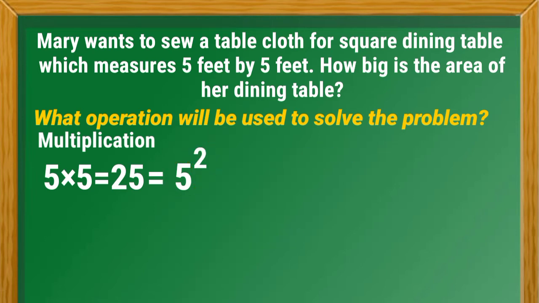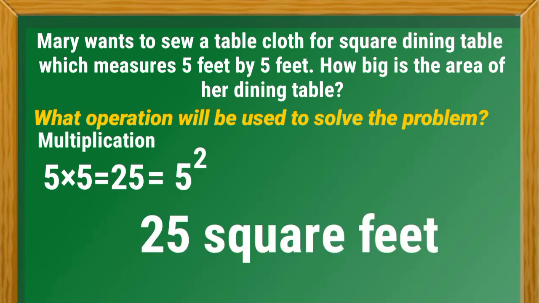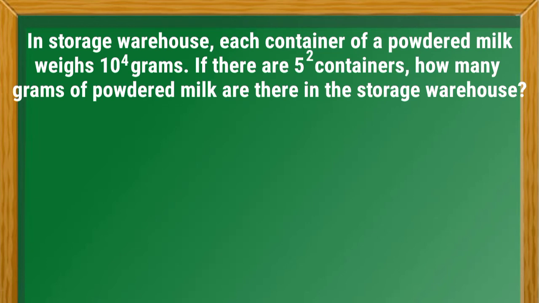To get the value of the number expressed in exponential form, just multiply the base as many times as the exponent tells. In this problem, the area of the dining table is 5 squared or 5 times 5, which is equal to 25 square feet in standard form. Let's have problem number 2. In a storage warehouse, each container of powdered milk weighs 10 to the power of 4 grams. If there are 5 squared containers, how many grams of powdered milk are there in the storage warehouse?